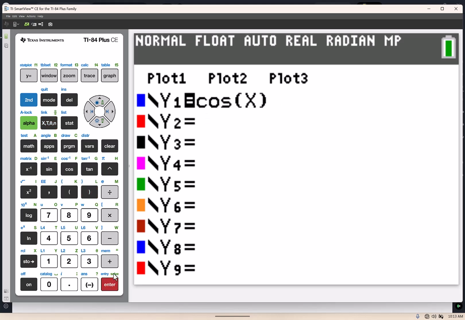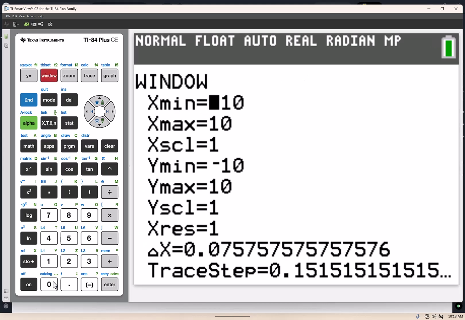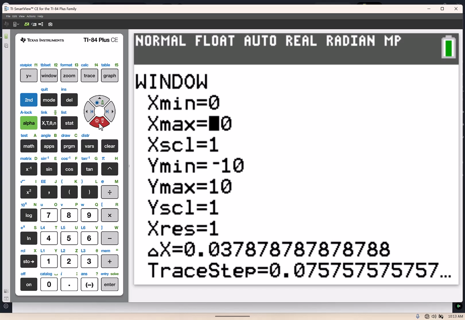On y2, type in a half. Are we still okay? Click on window. X min, type 0. X max, I'm going to be doing 2 revolutions. So let's see, 4 pi. Let's go add a little more to that. Go to 6 pi, 3 revolutions.